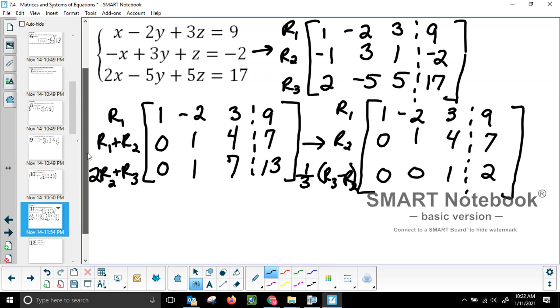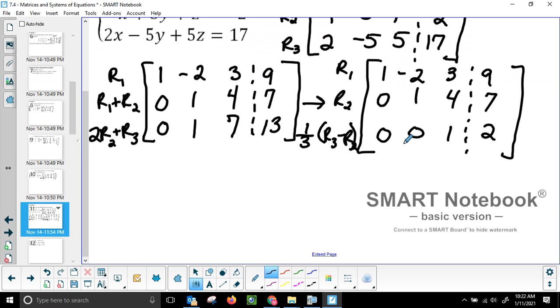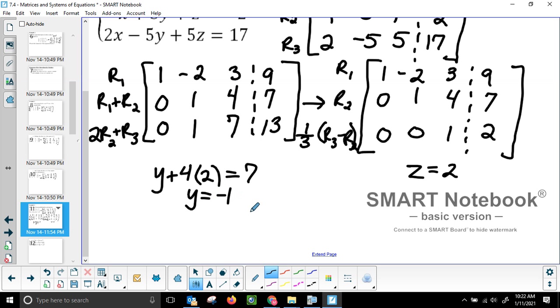So now we can do our backward substitution. Just because this is in matrix form, we do need to recall that this still represents 0x plus 0y plus 1z equals 2. So this tells me right away that z is equal to 2. Then I can jump up to this row, which represents y plus 4z equals 7. So y plus 4 times z, which we know is 2, is equal to 7. 4 times 2 is 8. Subtract 8 from both sides. y is equal to -1.